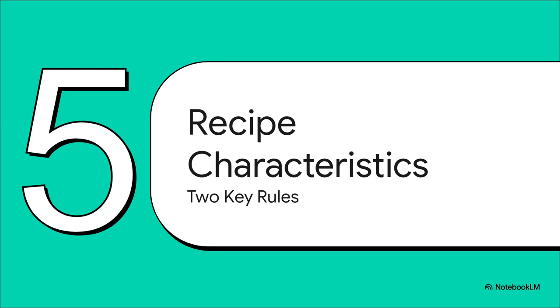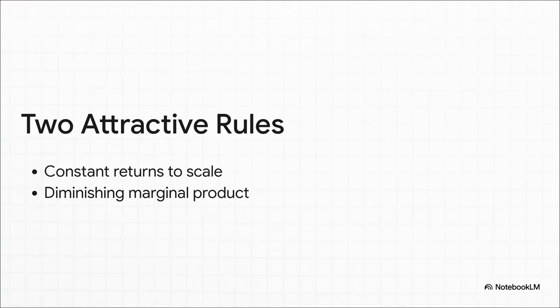So, this recipe is unbelievably powerful, right? And like any good recipe, it follows a couple of key rules that tell us even more about how economies actually tick. These two rules are called constant returns to scale and diminishing marginal product. Now, I know they sound super technical, but the ideas behind them are actually pretty simple. It's just about what happens when you either double your entire kitchen or just add one more tool.